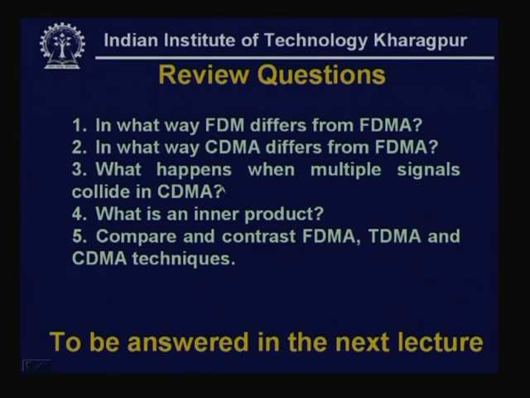Third question is, what happens when multiple signals collide in CDMA? We have seen that in CDMA the various transmissions coming from different sources are done simultaneously. So, whenever a collision occurs, what happens in case of CDMA, that is the third question. Fourth question is, what is an inner product in the context of CDMA? Fifth question is, compare and contrast FDMA, TDMA and CDMA techniques which have been discussed in this lecture. So, these are the 5 questions to be answered in the next lecture.